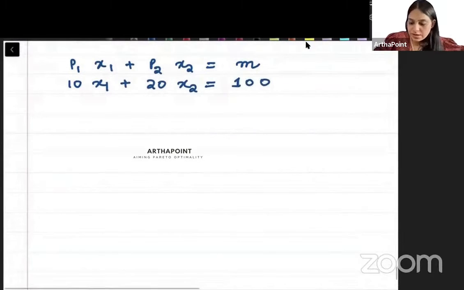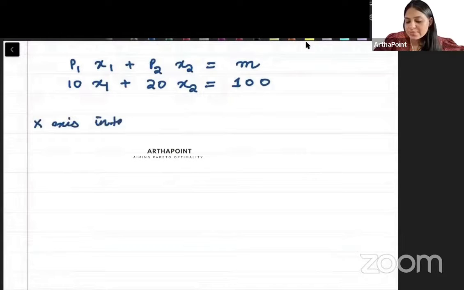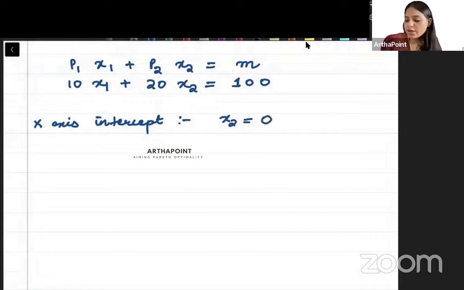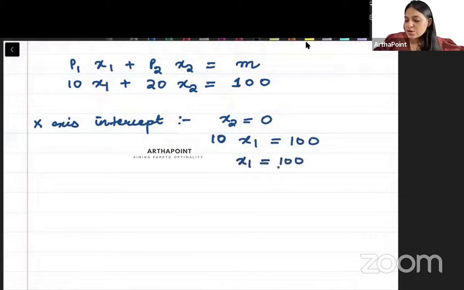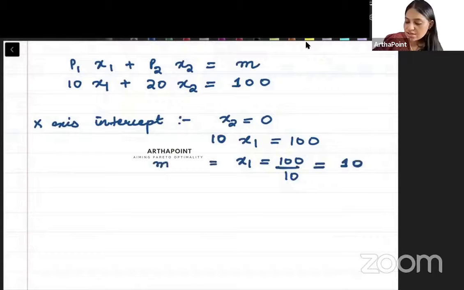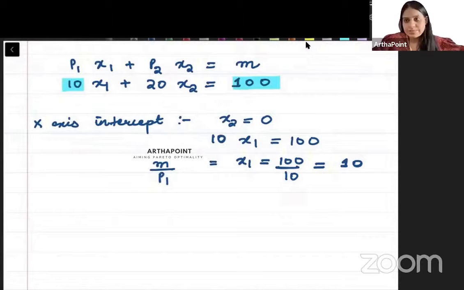अच्छा, tell me something. What is my x-axis intercept, beta? X-axis का intercept क्या होता है? X-axis intercept is when good 2 is 0. If I put x2 as 0, what will I get? 10 x1 is equal to 100. x1 is equal to 100 divided by 10, माने 10. If you remember, बच्चे, this is nothing but m by p1, income divided by price of good 1. ये x axis intercept है.